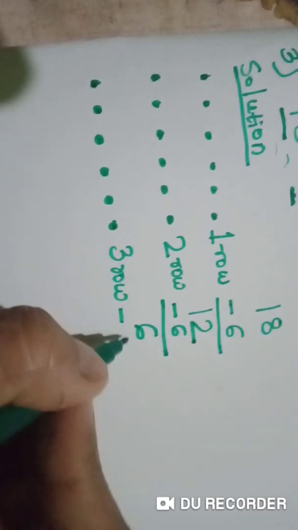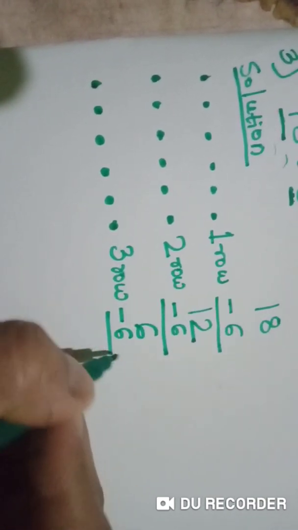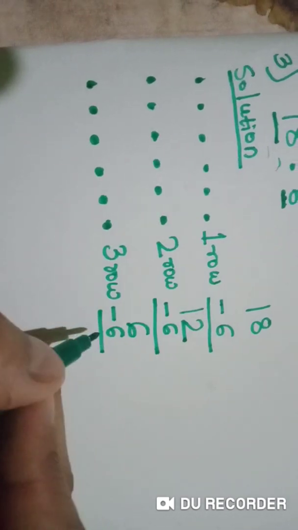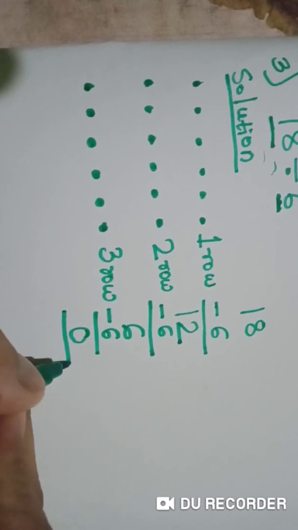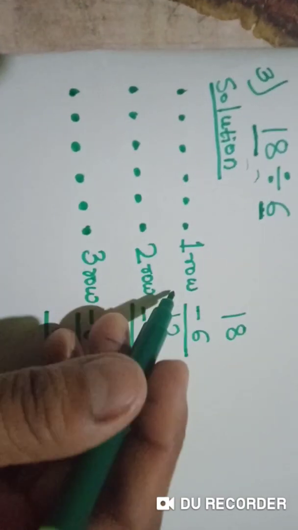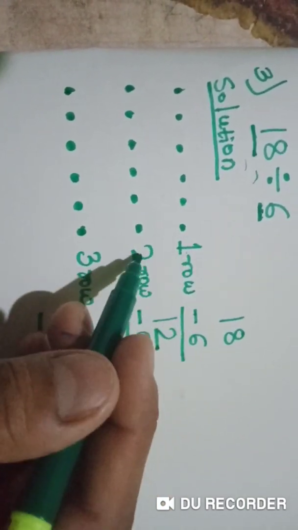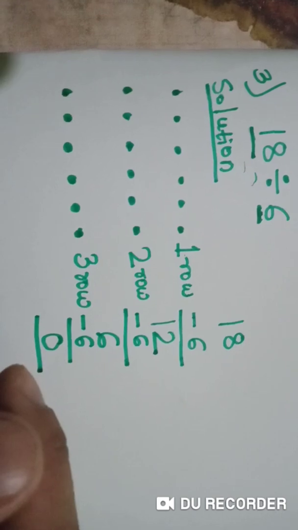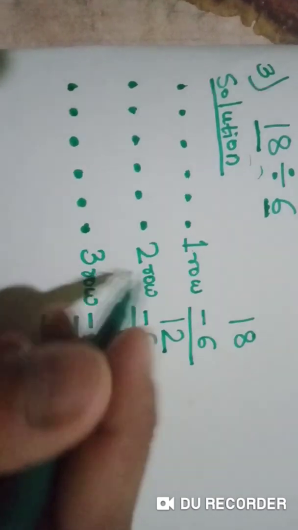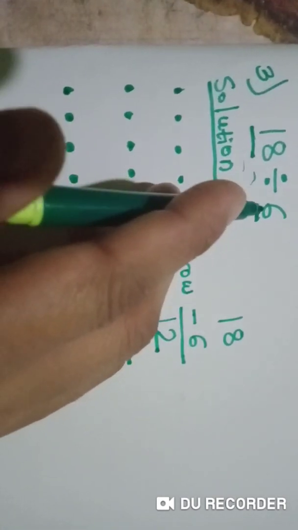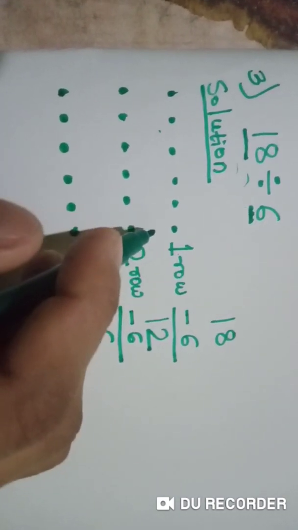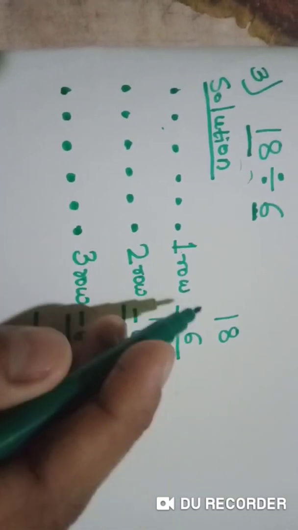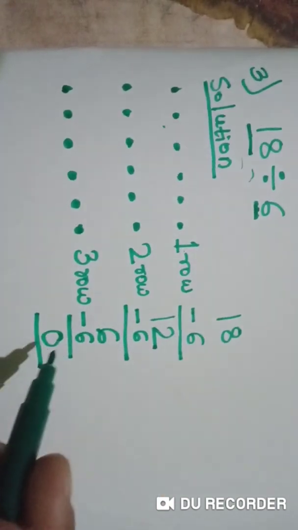Then again 6 will be subtracted from 6. 6 minus 6, answer we have got here is 0. So how many rows are formed here? 1, 2 and 3. Have you all understood? See, what will be the divisor? That many dots we have to put in one row and subtract from the dividend till we get 0.